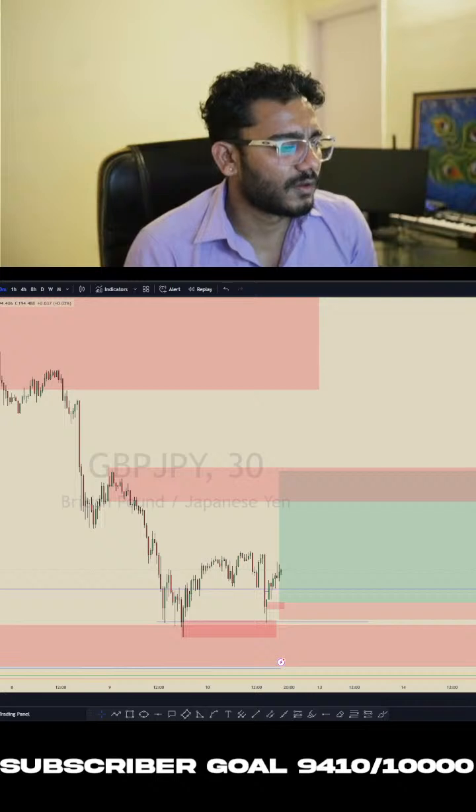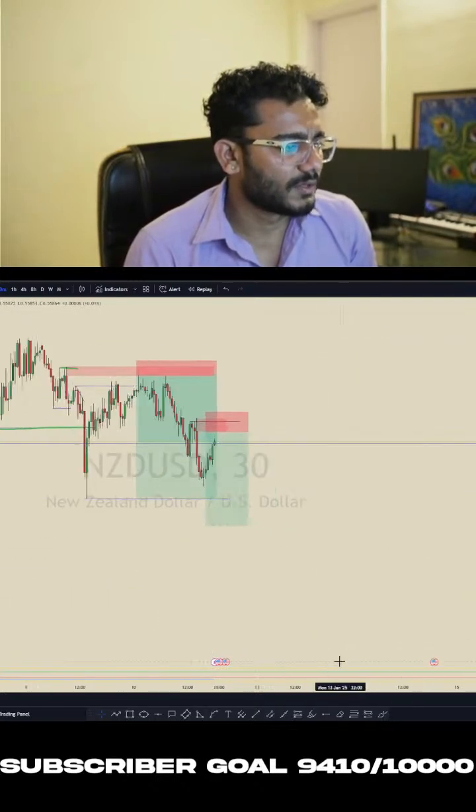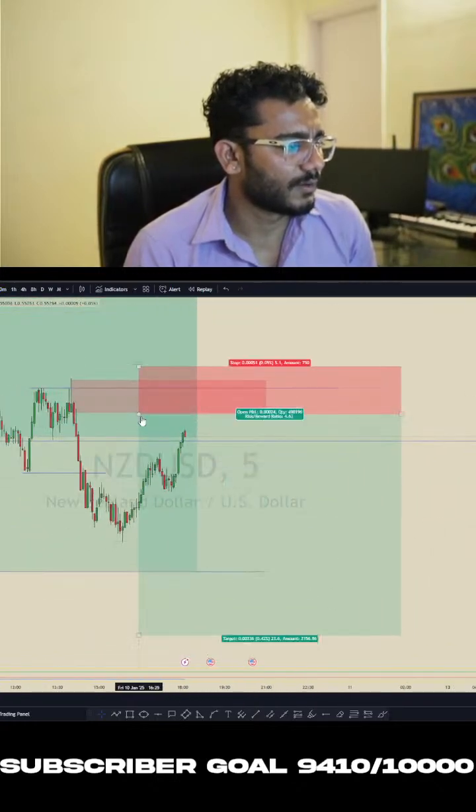GBPUSD, it's buy side. GJ again buy. On NZUSD, we can look for a sell side entry here.